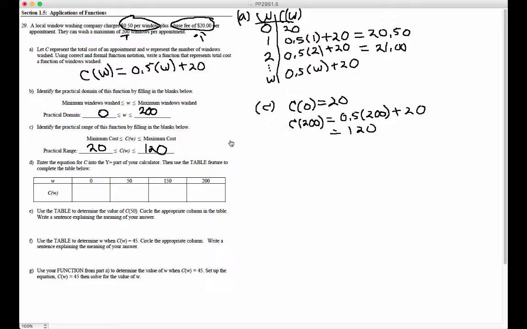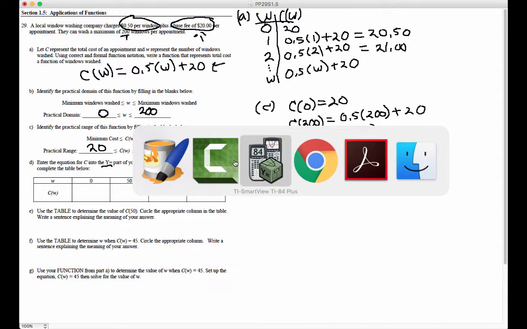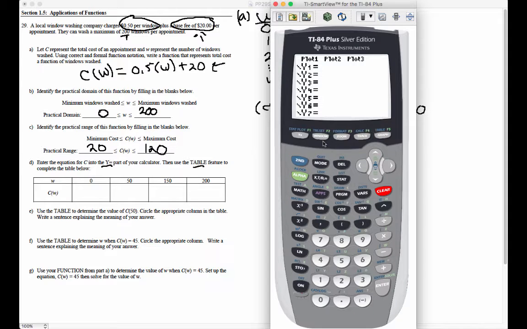Okay, so now they tell us to enter this function, our function right here that we've got in part A, into the y equals part of our calculator, and then use the table feature to complete the following table. Okay, so let's go do that. Let's get our calculator out here. So I hit the y equals key, and from the y equals key I'm going to enter in 0.5 times x. Be sure and use x. If you put a w in there, the calculator will not know what to do, plus 20.